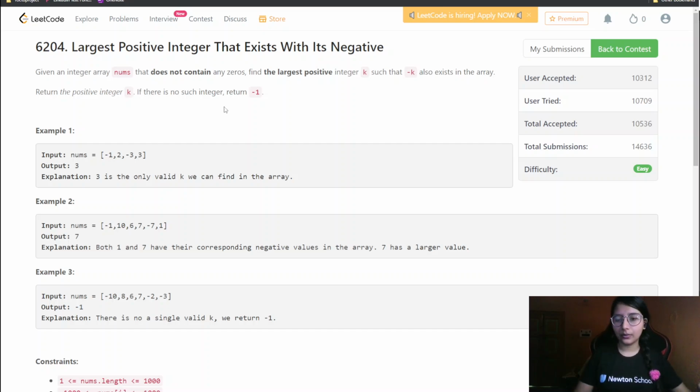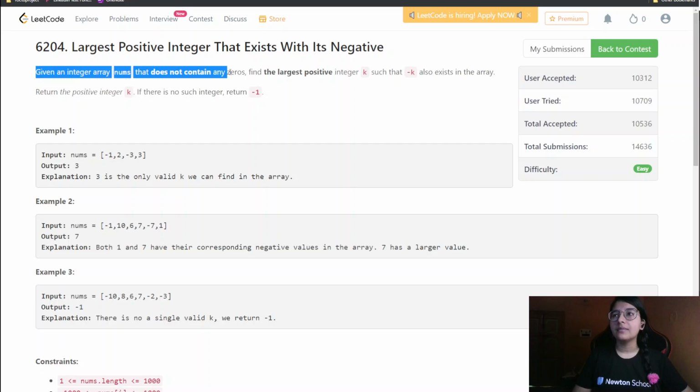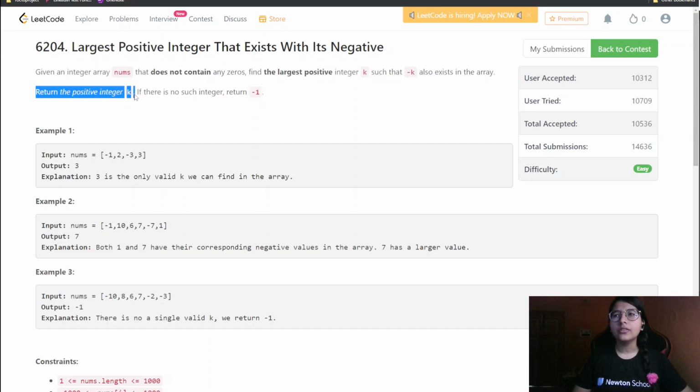Now let's start with this question. Here, given an integer array nums that does not contain any zero, find the largest positive integer k such that minus k also exists in the array. And then return the positive integer k. If there is no such integer, return minus 1.